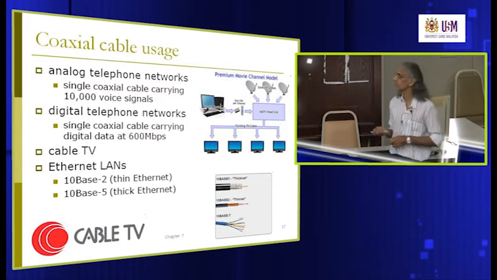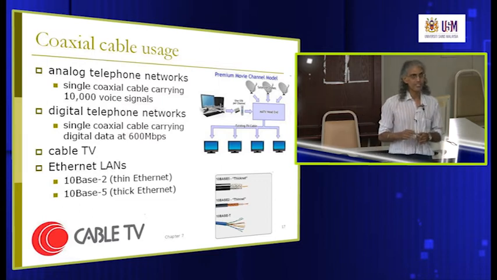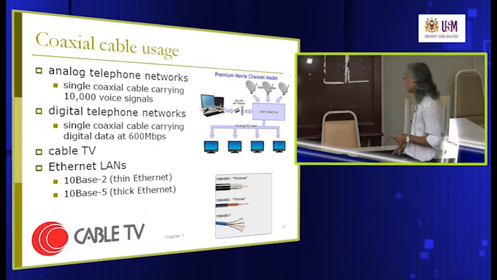There are two standards, 10Base2 and 10Base5. So the 2 and 5 refer to whether the coaxial cable used is thin or thick. Thin is normally slightly thicker in terms of its diameter. Yeah, this is for the thin and this is for the thick.